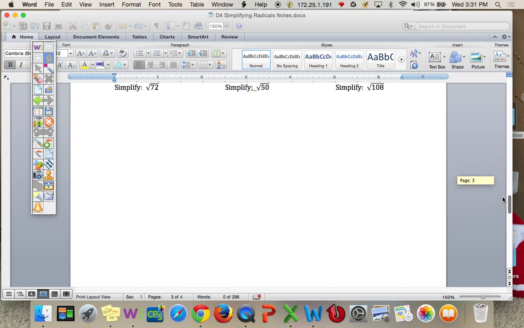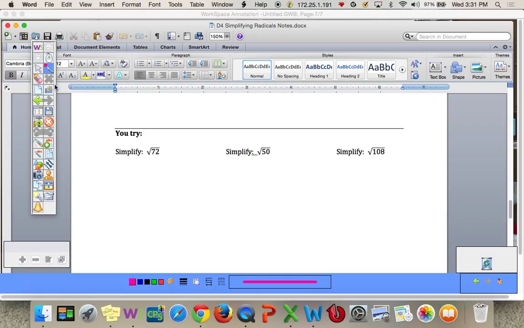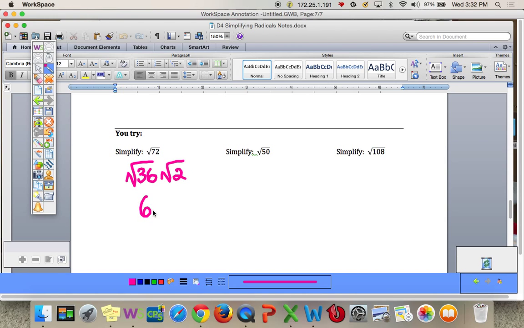Okay, so here's some for you to try. The square root of 72. So we want the biggest square number we can divide 72 by. And if you don't know, you can just go down the list, and I think it's 36. So the square root of 36 times the square root of 2, and that answer will be 6 square root of 2. Now you can put plus or minus. Today I think we'll just look at the positive answer. So if you just have 6 square root of 2, that's fine.